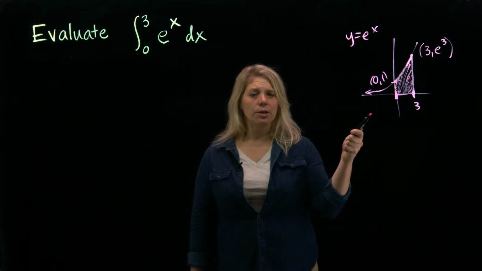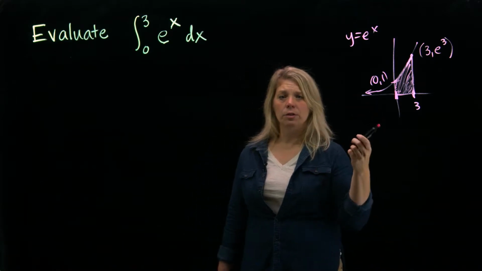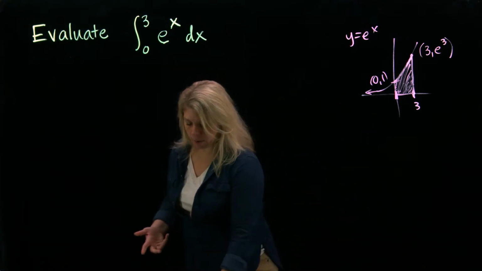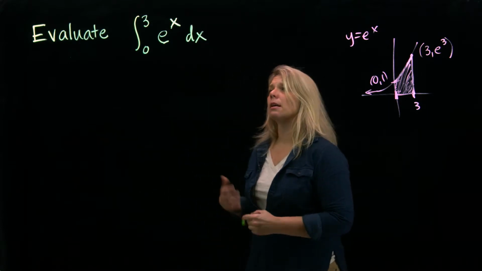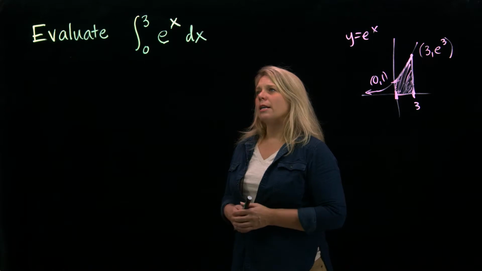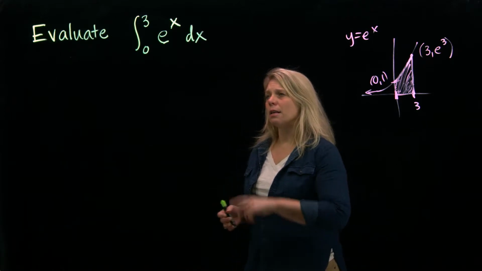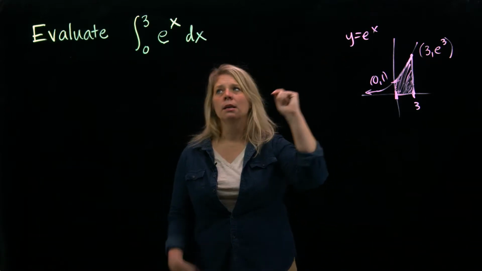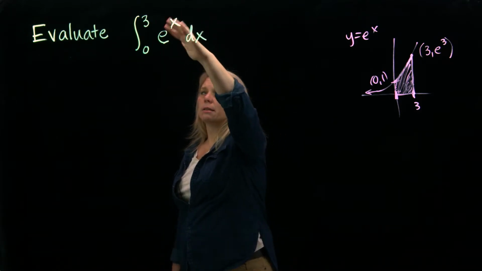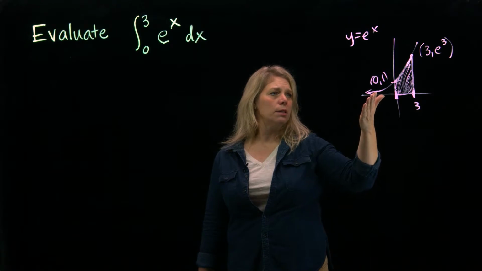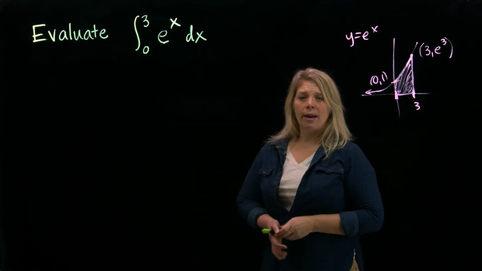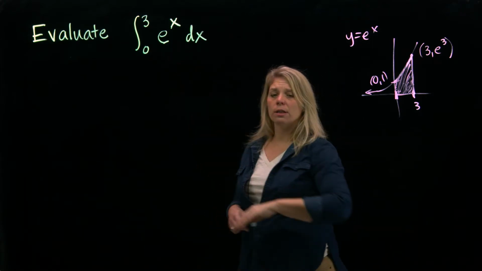This is not a region I know how to find the area of just using basic geometry, but that's the point of this. What we're working on now is that we can use calculus and antiderivatives to help us find the area of that region. All right, so the fundamental theorem of calculus says that if our function y equals e to the x is continuous on the interval a to b, or in this case 0 to 3, this function's continuous everywhere, so certainly on that interval, and I have any antiderivative of this function.